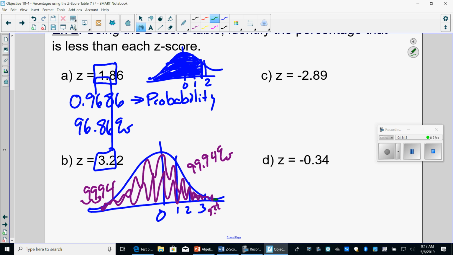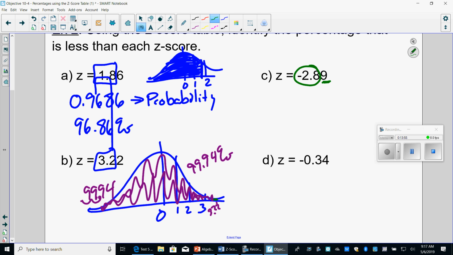So let's go to part C, negative 2.89. Now, you've got to flip it on the back. Here's your positives on the front side. Your negative z-scores are on the back side. So you use this place value right here. You would use negative 2.8 going down the side, and you do use 0.9.